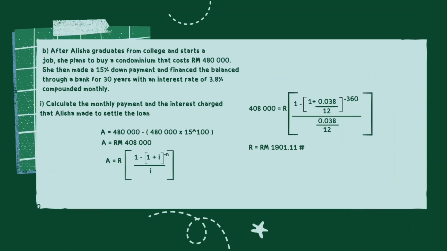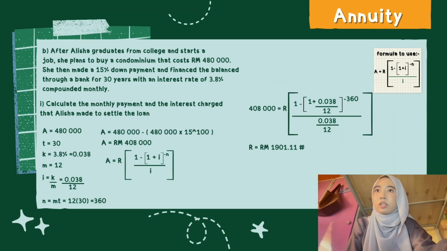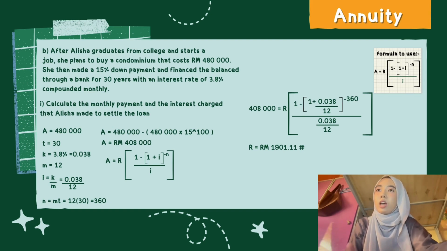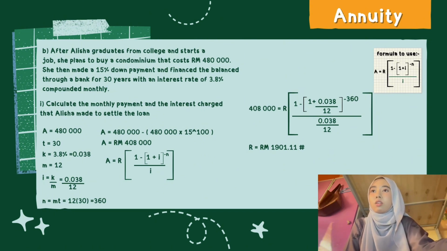2410.01. Calculate the monthly payment and the interest charge that Alisha made to settle the loan. For this question, we will use the formula of annuity and the present value of A. A is 418,000 and t is 30, k is 0.038 and m equals 12, and we need to find the amount of i and n. The i will be k divided by m, which is 0.038 divided by 12, and then n equals mt, which is 12 multiplied by 30 and will be 316.